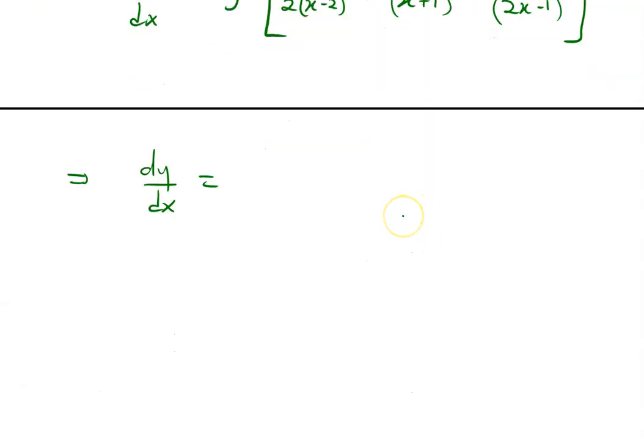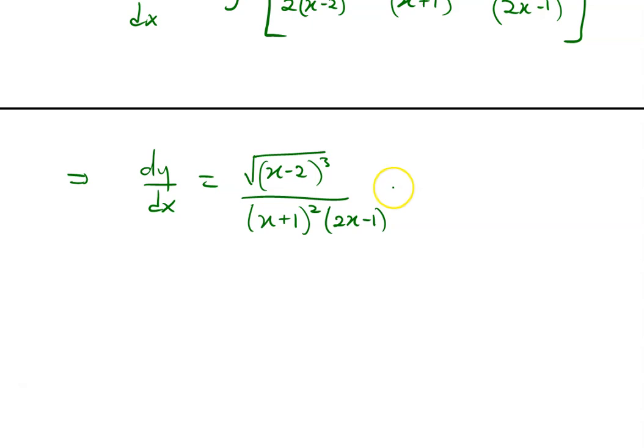So dy on dx can be given as, let me look at the y value again. Yes, I've got it. So dy on dx is given as what? Roots of (x minus 2) all cubed, on (x plus 1) squared, on (2x minus 1).